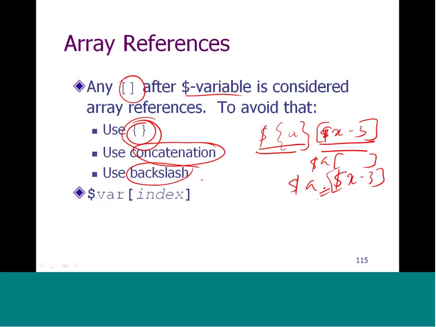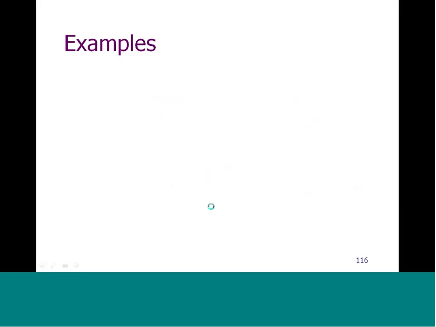And then the third way is basically to use the backslash, like $x, then backslash-escape the square bracket, $x minus 3, and then also escape with another square bracket. So all three can be used. Otherwise, it's just treated as the variable with an index.